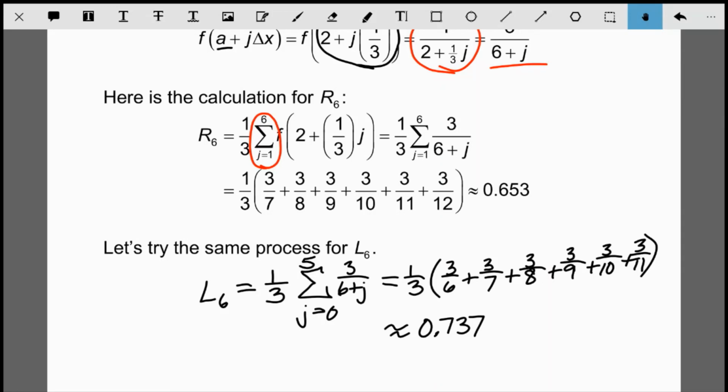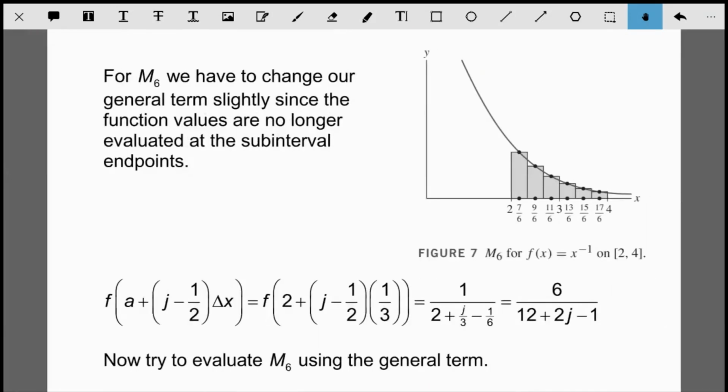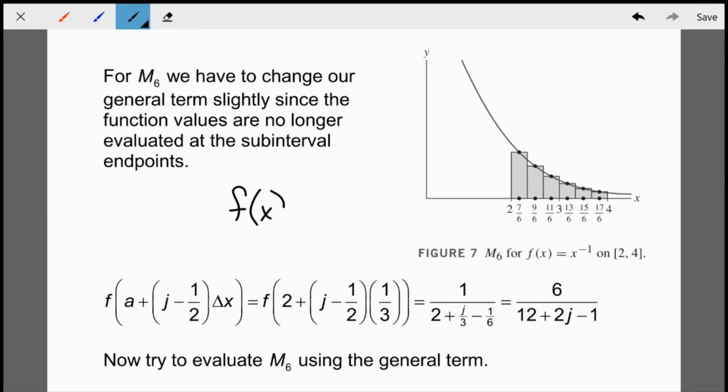All right, so the last type that we could do is a midpoint approximation. Well, midpoint approximation is a little more complicated because now we've got to get to the midpoint of each of these subintervals. Remember, we're still dealing with the same function, f of x is equal to 1 over x. So when I'm going to do this notation, you've got to think about this a little bit.